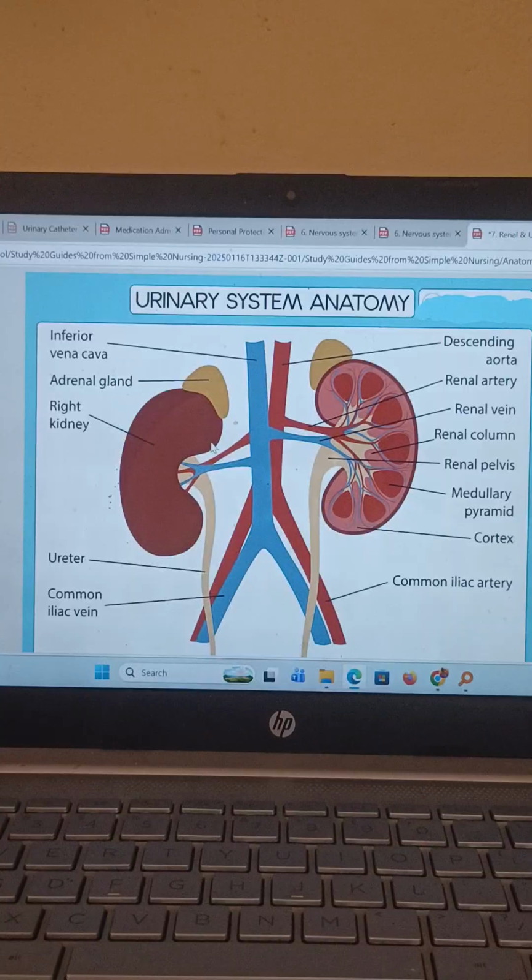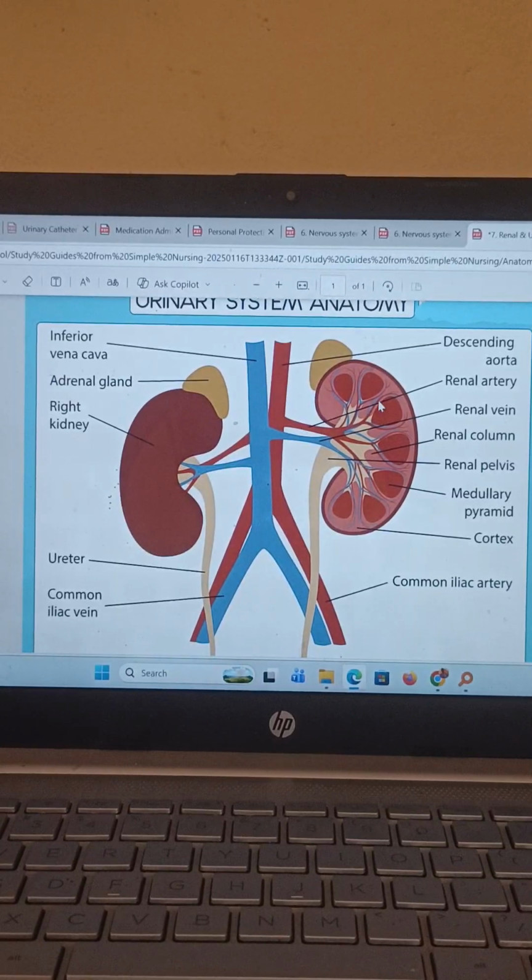As part of the kidneys, we have a gland which is known as the adrenal gland. Don't forget about that. Then we have a renal column inside the kidney, with the medulla. Then we have the cortex, which is part of the anatomy of the kidney.